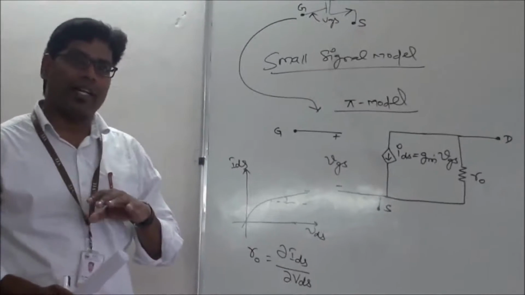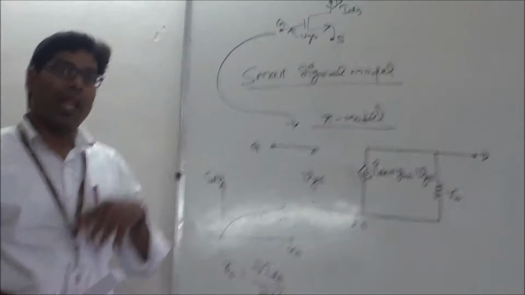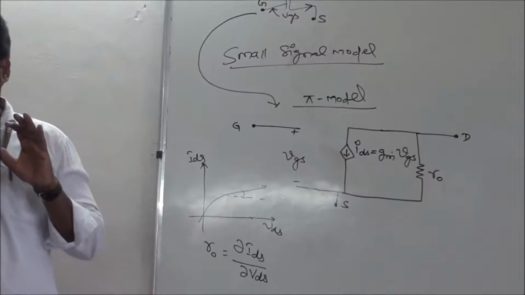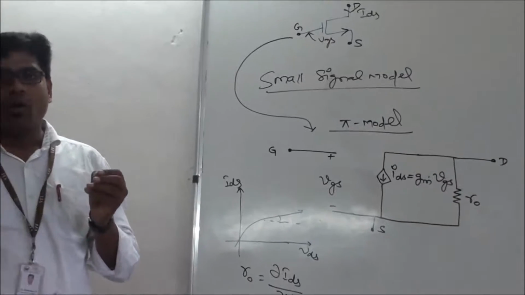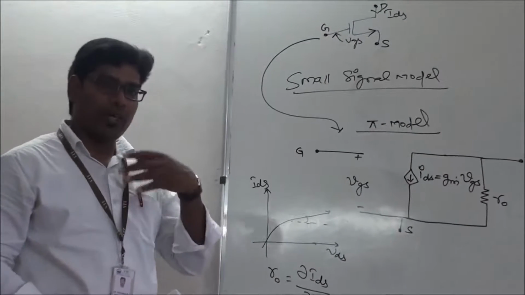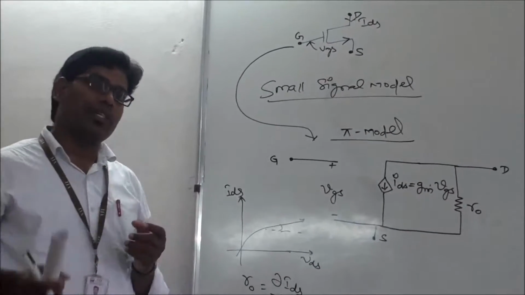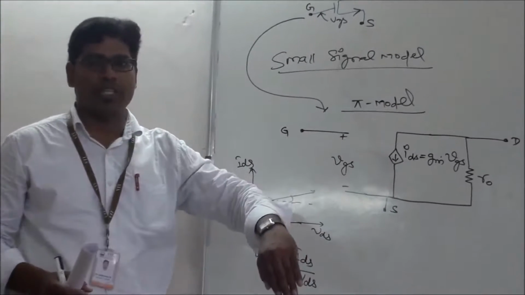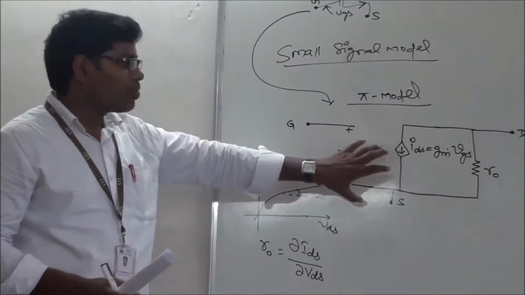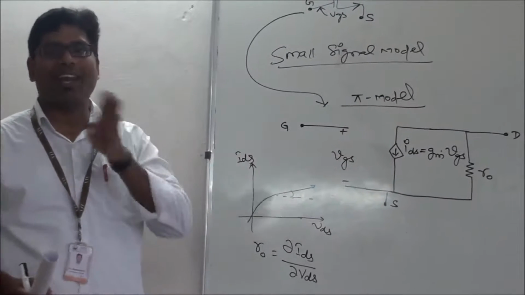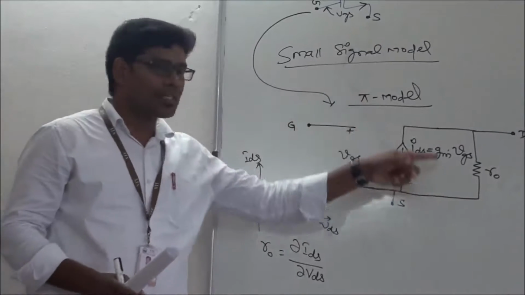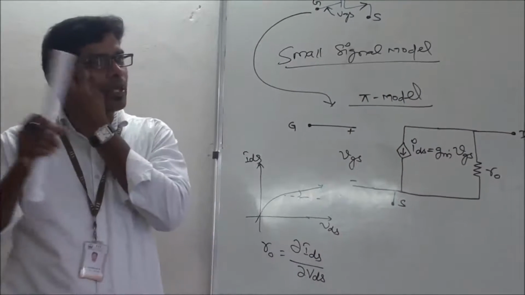If I include that, then it becomes the high frequency model of this MOSFET. I am just trying to project how the MOSFET will react if the frequency increases. Then automatically these capacitances will come into the picture, and thereby this model may not give you the right value. So you are supposed to include all the capacitances at different points, right? Then it becomes a full-fledged model.